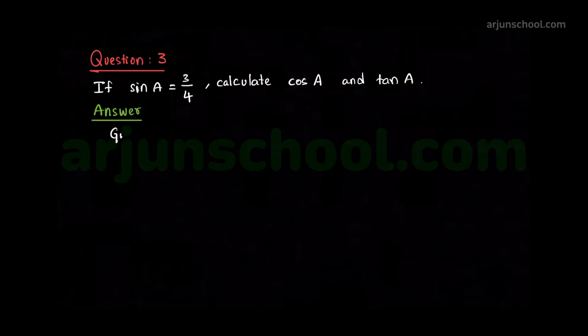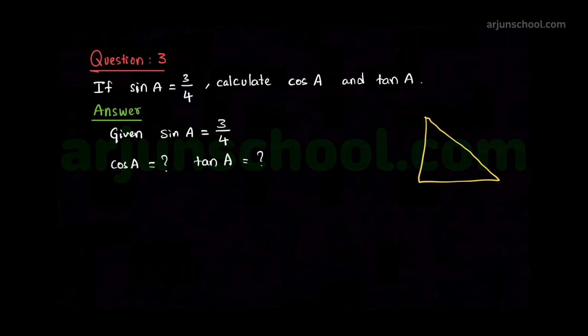We are given that sin A is equal to 3 by 4. We need to find cos A and tan A. Now first let us understand what sin A means. In a right angle triangle, taking A as an acute angle, sin A is equal to opposite side by hypotenuse.